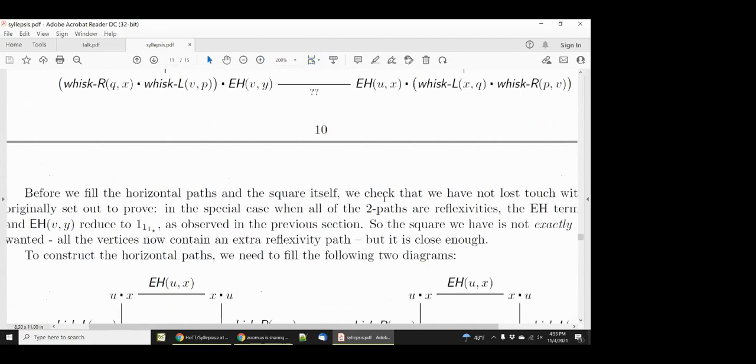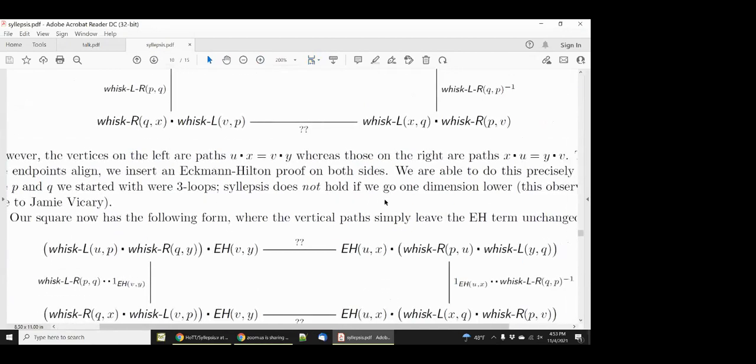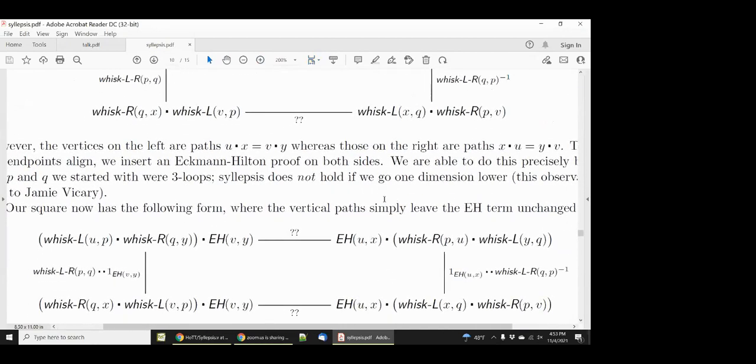Now we remember where we were. Our latest idea was to insert an Eckmann-Hilton term. So we remember that here we go from U composed with X to V composed with Y. Then we flip the V and Y, and here we also likewise flip the thing. And now we can finally talk about a square, right? So now at least we have the vertices, and now we want the edges.